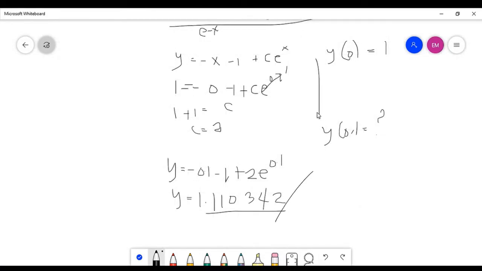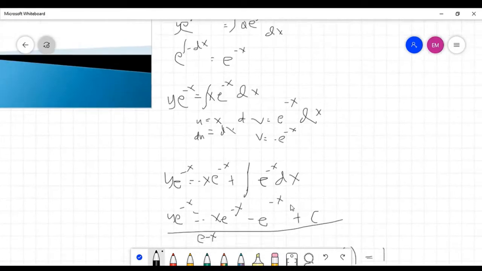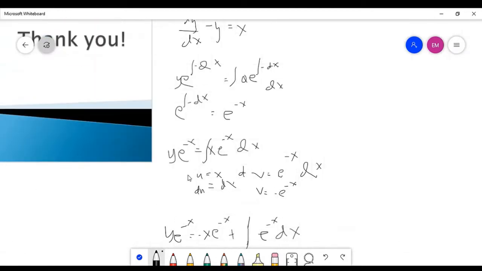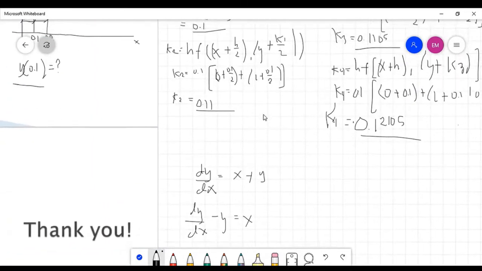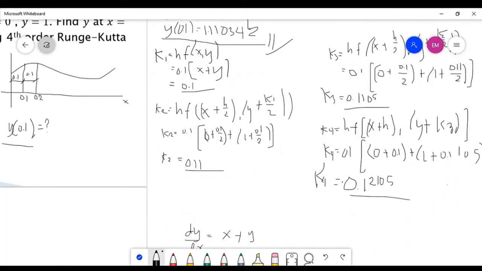But of course, in here, you don't have to do the conventional way of solving the DE. Just concentrate. We did this only to check whether our answer is correct.